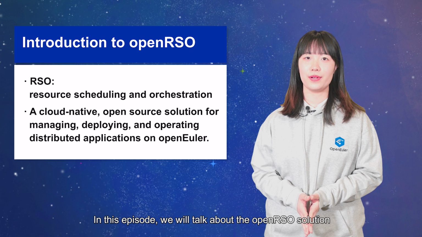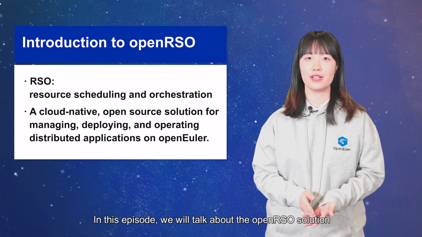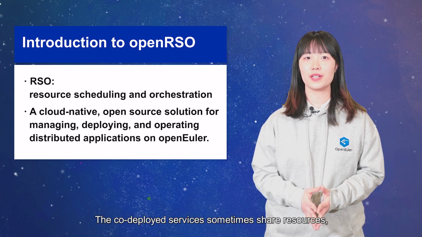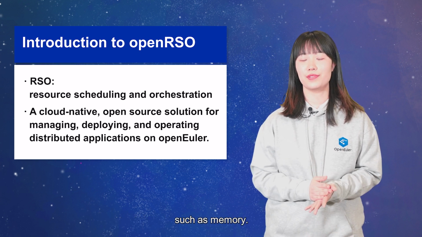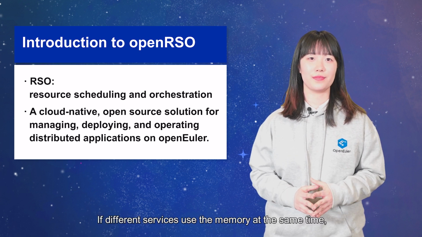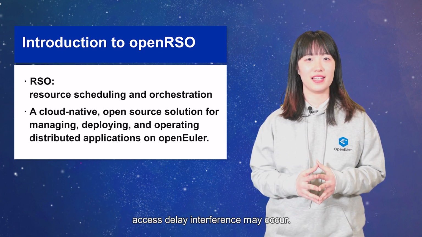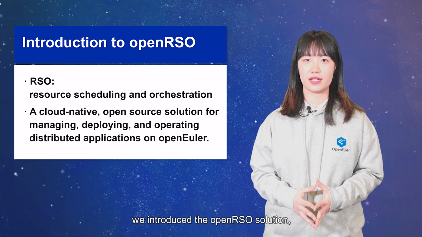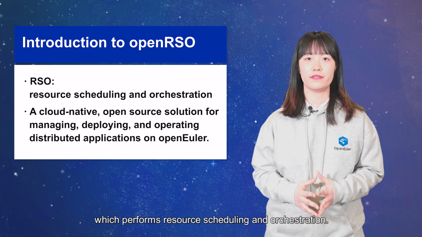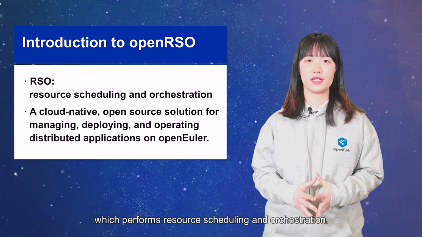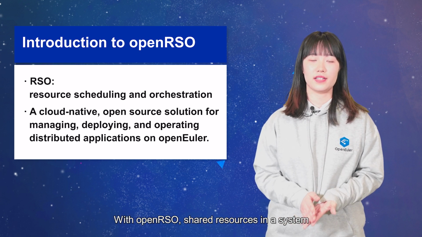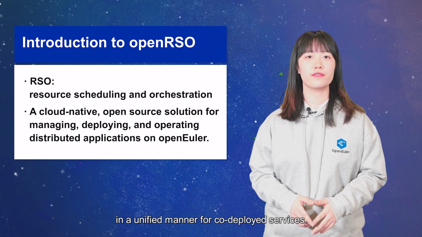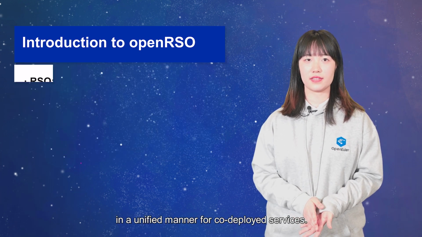In this episode, we'll talk about the openRSO solution for co-deployed services. The co-deployed services sometimes share resources, such as memory. When different services use memory at the same time, access delay interference may occur. To address this problem, we introduce the openRSO solution, which performs resource scheduling and orchestration. With openRSO, shared resources in the system are scheduled and orchestrated in a unified manner for co-deployed services.